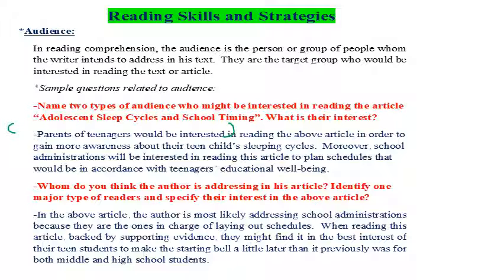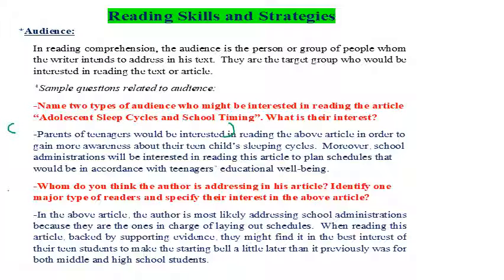Okay, so a sample answer. Parents of teenagers would be interested in reading the above article in order to gain more awareness about their child's sleeping cycles. Moreover, school administrations would be interested in reading this article to plan schedules that would be in accordance with teenagers' educational well-being. Remember, the article talked about how it's better off if schools for teenagers, meaning middle and high school, would start around 9 and not 7:30 or 8, because at this stage they need more sleep.